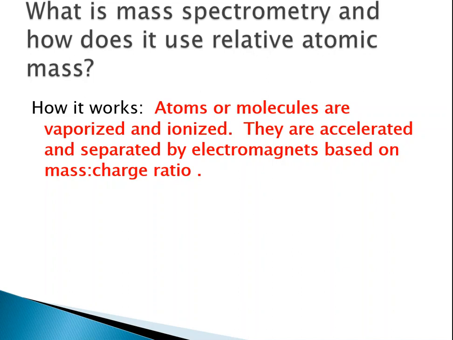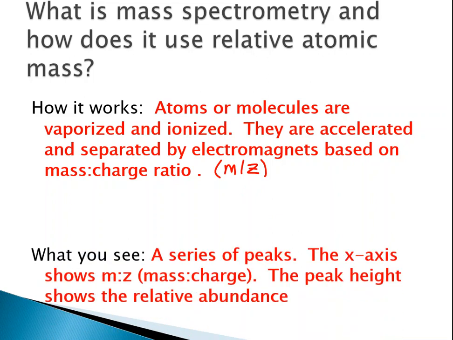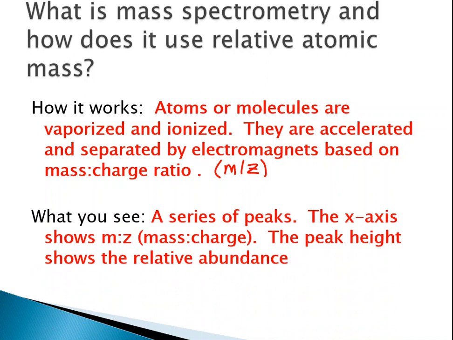So once we have these gaseous ions, they're accelerated through an electromagnet. Because they're charged, they'll be deflected by that magnet, with the lighter bits being deflected more than the heavier bits. So everything is essentially separated based on mass to charge ratio. Now mass to charge ratio you'll see written out as m/z. If you recall from physics, lowercase z is how we refer to electrical charge. Now what you see is a graph with an x and a y axis. You'll see a series of peaks where the location of the peak on the x-axis will show you what the mass to charge ratio is.